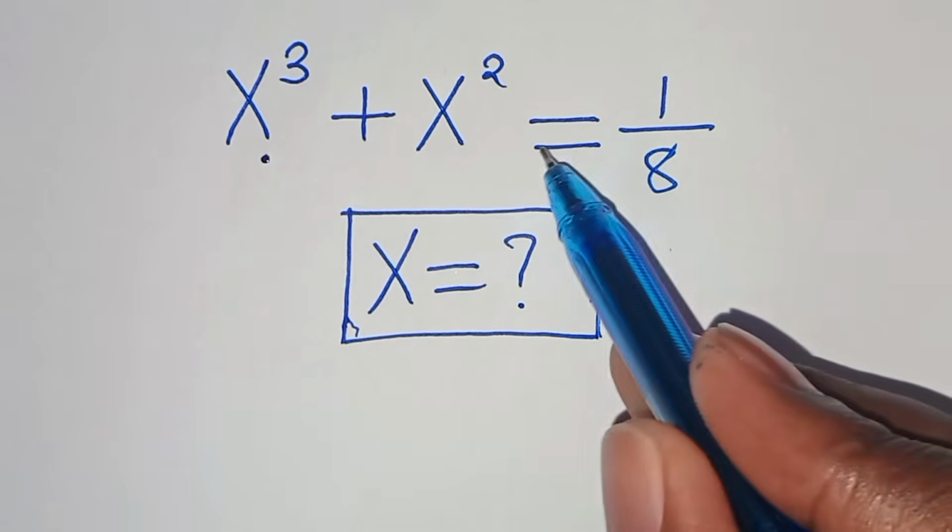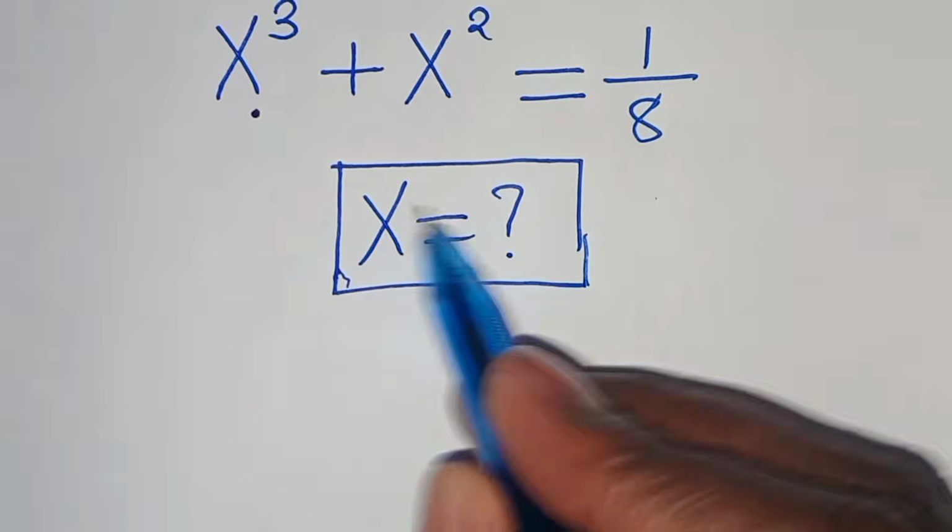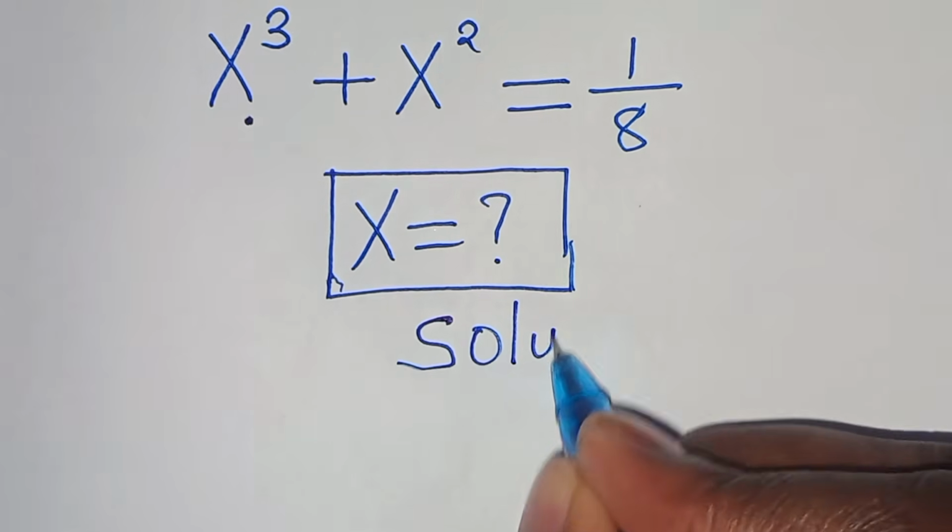You're welcome to solve this nice algebra problem: x to the power of 3 plus x to the power of 2 is equal to 1 over 8. So what is the value of x, or what are the values of x? Now let's provide a solution from here.